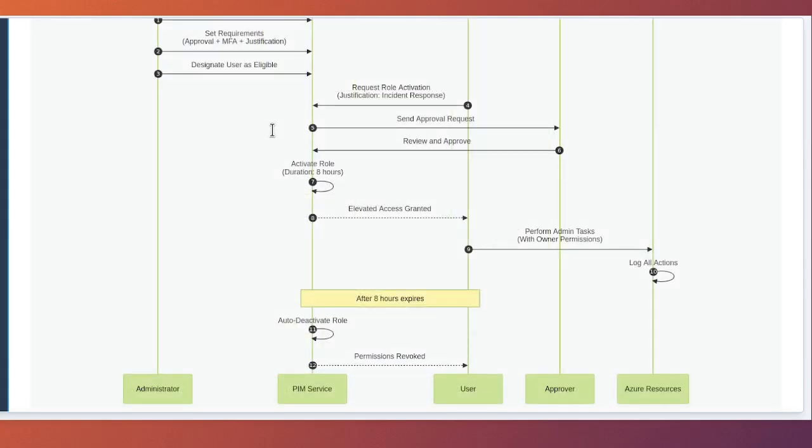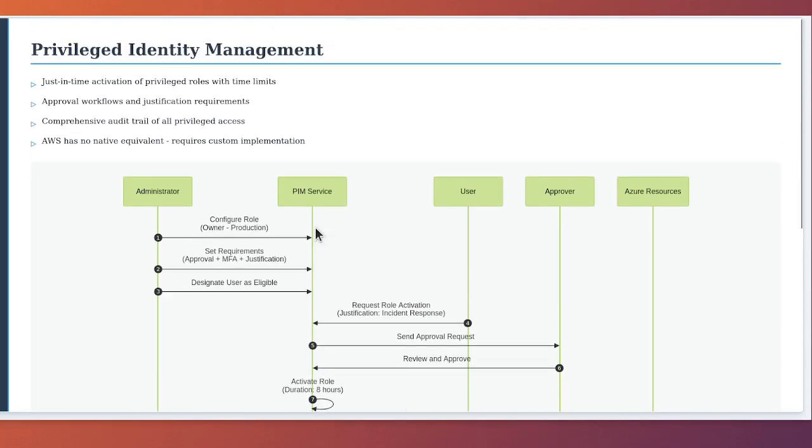Privileged Identity Management. Azure Privileged Identity Management, commonly called PIM, is Azure's solution for just-in-time privileged access. It addresses a fundamental security principle. Users shouldn't have standing administrative access to sensitive resources. Instead, they should elevate their privileges only when needed, for a limited time, with approval and audit trails. AWS has no native equivalent to PIM. You would need to build this using AWS Lambda, Step Functions, and IAM role switching.